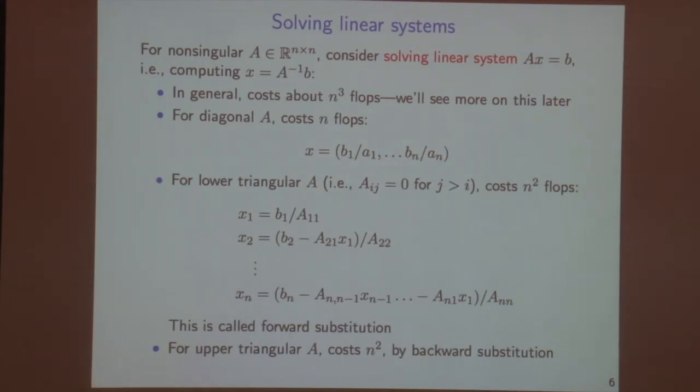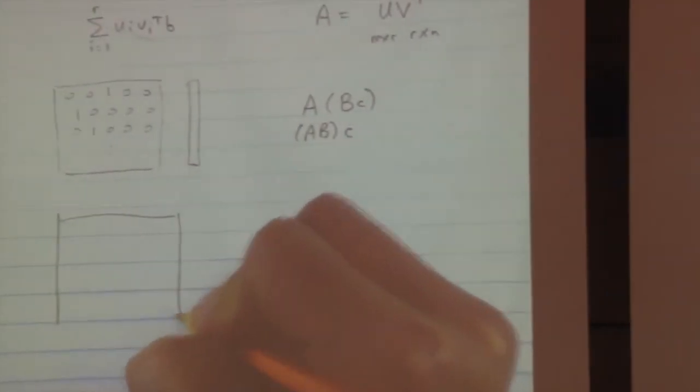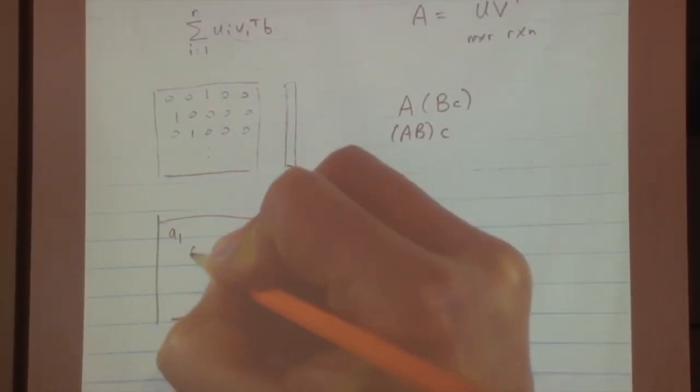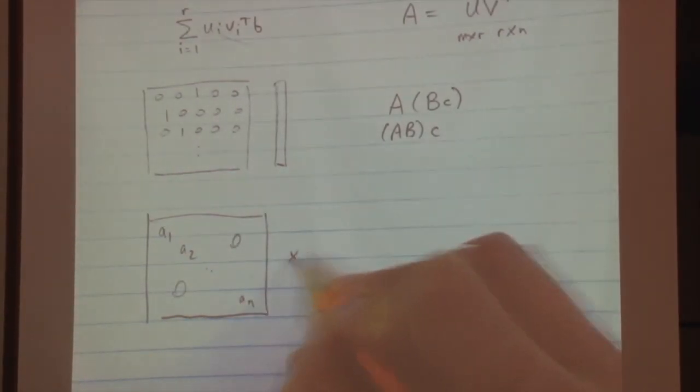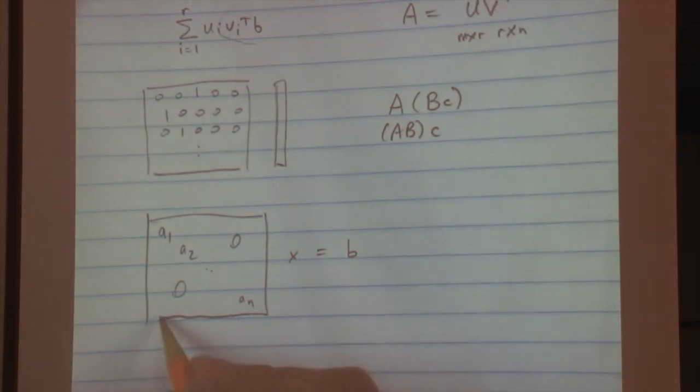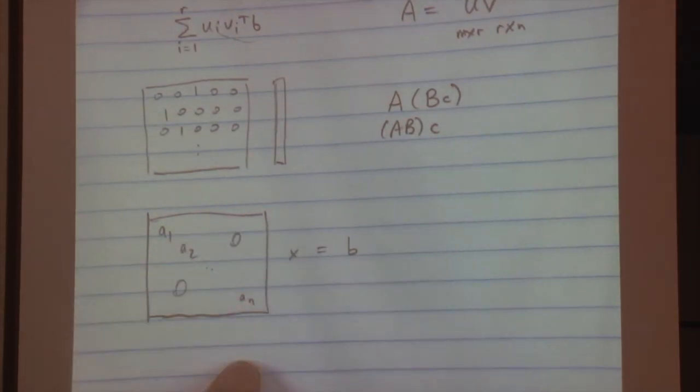But there are some matrices for which we can solve linear systems in a much more efficient manner. Here are some examples. If A was diagonal, then solving Ax equals b only costs n flops. Suppose the diagonal elements of A were a1 through an, which means A was all zeros except on the diagonal it had these numbers. Then solving Ax equals b just requires dividing every component of b by the corresponding component of the diagonal. That's just n flops.